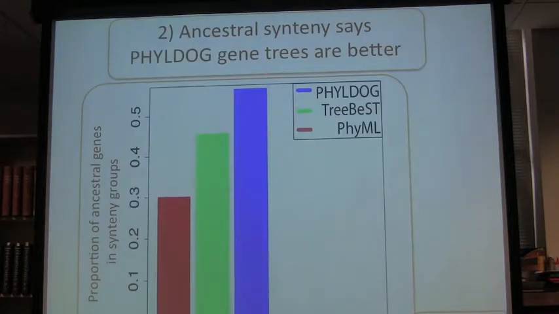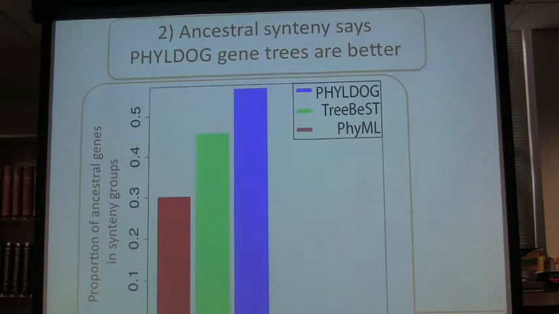Again, Phylogenetic is in blue. This time, the larger the better. So again, according to this metric, Phylogenetic does better than TreeBest and PhyML. It finds more genes in ancestral synteny groups than isolated in their own chromosome. So this metric as well tends to suggest that Phylogenetic trees are better than TreeBest trees or PhyML's.